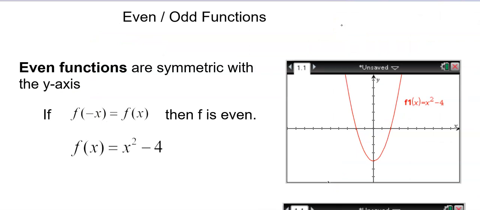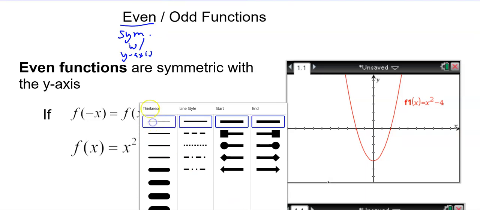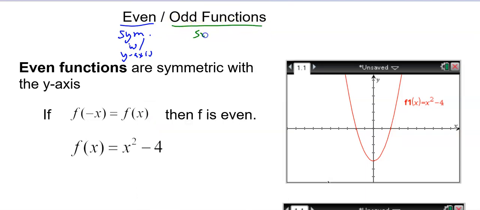Okay, we're finally to even and odd functions. I think we've done something similar to this, but now we're using function notation, so it has a little different look to it. I think we've done symmetry with the y-axis, symmetry with the x-axis, or symmetry with the origin. Those are related, you'll see what that means. In fact, another way of saying even is symmetry with the y-axis. And while we're at it, odd functions are symmetrical with the origin.